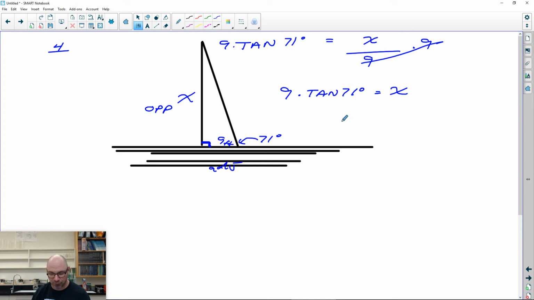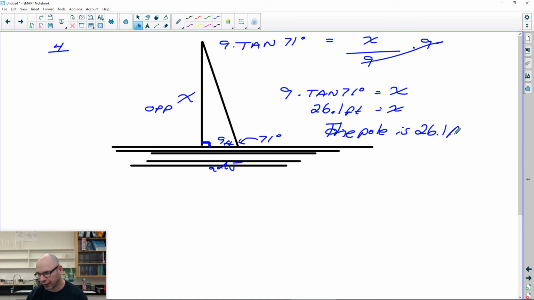I get 26.1, so it's pretty tall. 26.1 feet equals x. So that means the pole is 26.1 feet high.